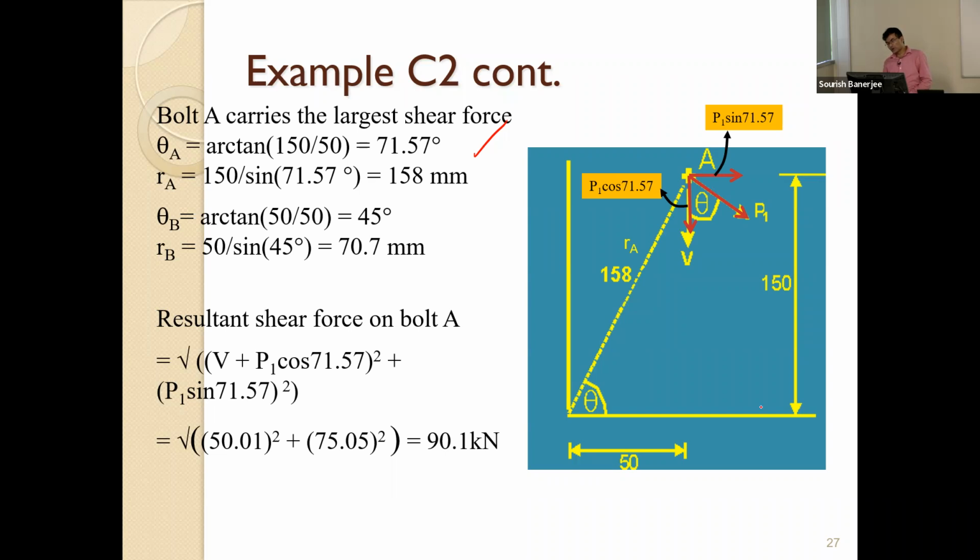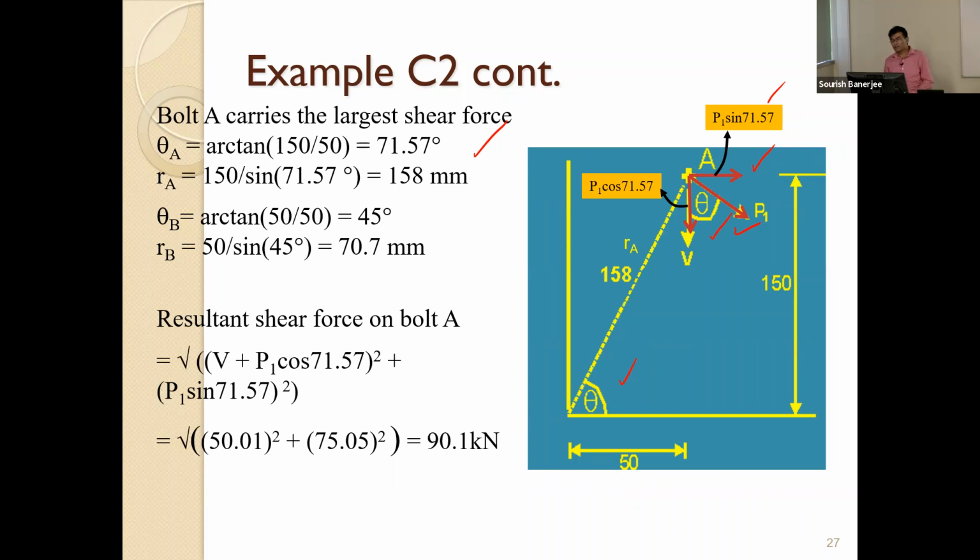Square root of 150 squared plus 50 squared. So now we know P1, which is for bolt A, which will carry the maximum shear force. But we can resolve this shear force into two components. One is in the horizontal direction, and the angle is 71.57 degrees. You can easily calculate those angles from trigonometry, not a problem. So that's your P1 sine 71.57, and this force, which is P1 times cos. So you can see that there is a horizontal force and a vertical force.